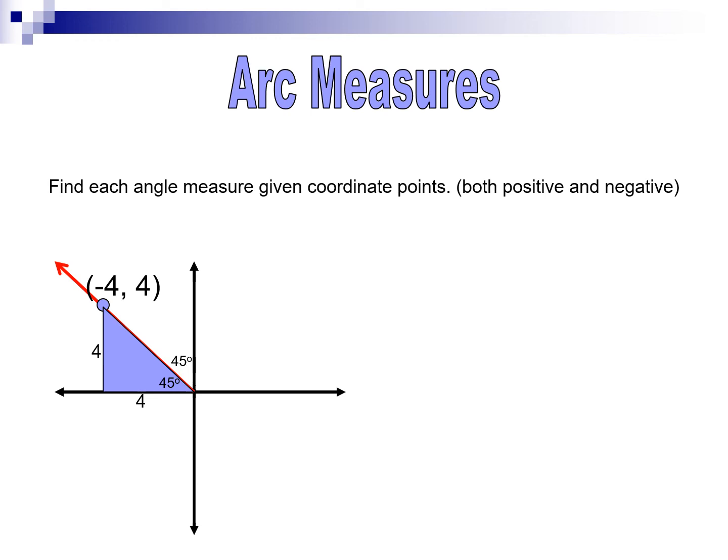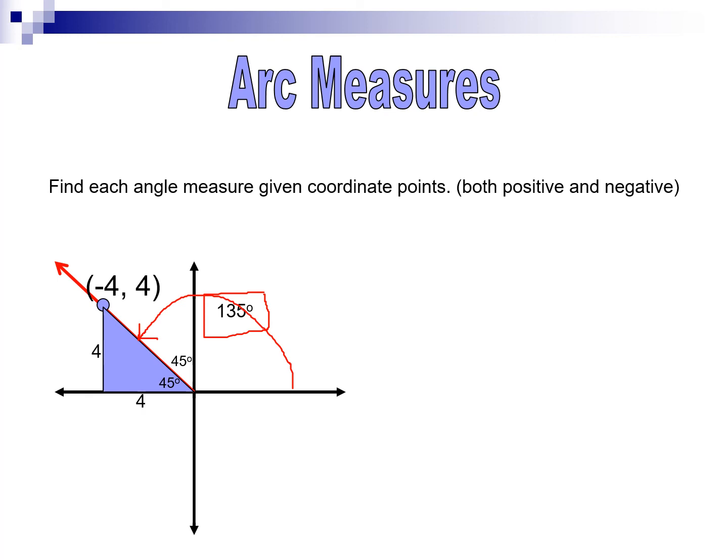And then to find the measure of this angle, we can figure out that it is 135 degrees. It's the 90 plus the 45 degrees. And that's how we find the measurement of that point.